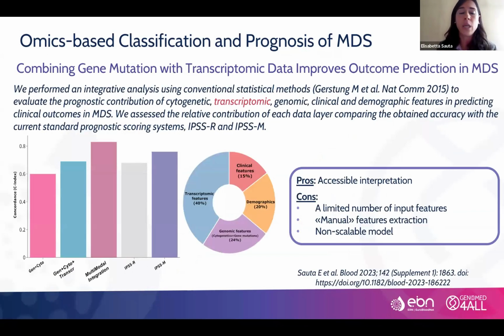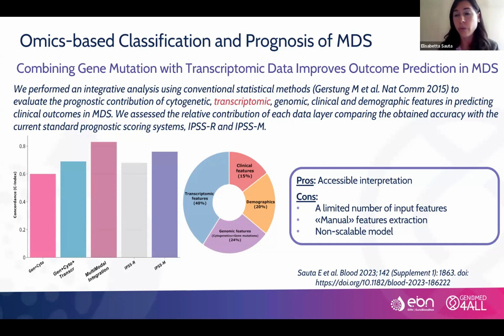In particular, we started from what has actually been done in the literature with a simple statistical model. Why did we choose this option? Because we wanted to have a simple model to try to understand the contribution of different data layers. And actually in the literature, the only work that has been published is the work of Gerstung. That is the only study that evaluated the transcriptomic contribution for myelodysplastic syndrome patients with a simple statistical model, for example the penalized Cox model, that is more understandable for clinicians.